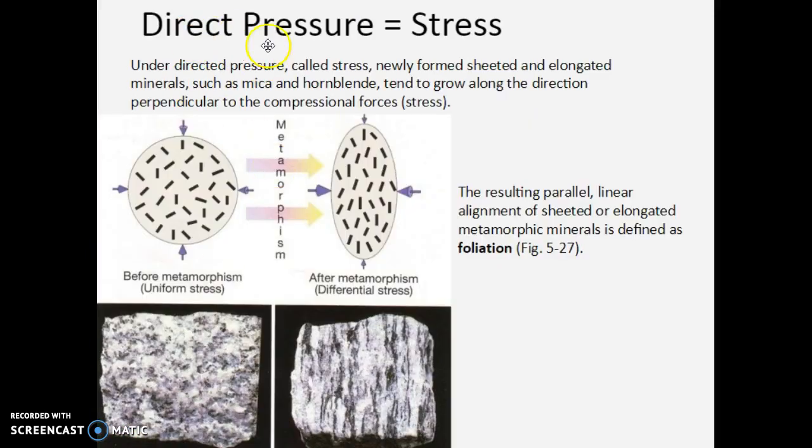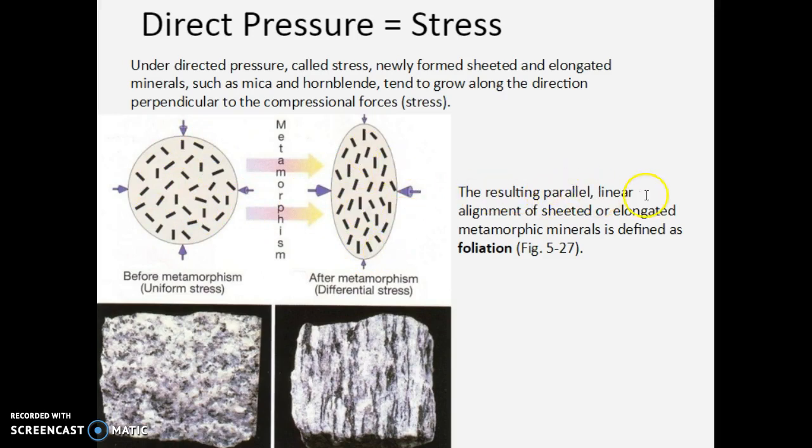So when I go back and look at pressure, when I talk about directed pressure, we're talking about stress. Under directed pressure, called stress, newly formed sheeted and elongated minerals such as mica and hornblende tend to grow along the direction perpendicular to the compressional forces. So this would be before metamorphism. I might have a granite here, I might have even a schist. When I continue to add pressure to it, the minerals align themselves.